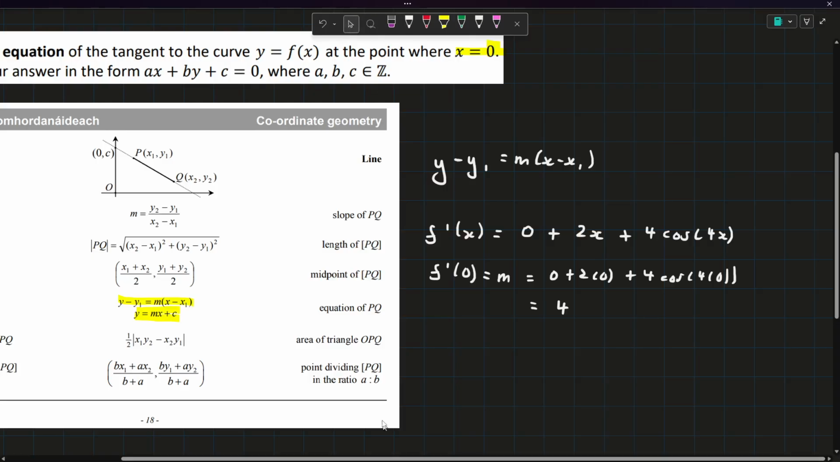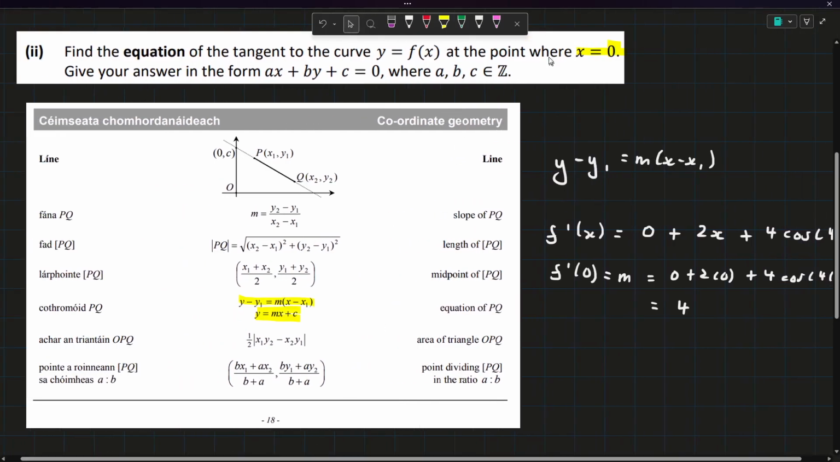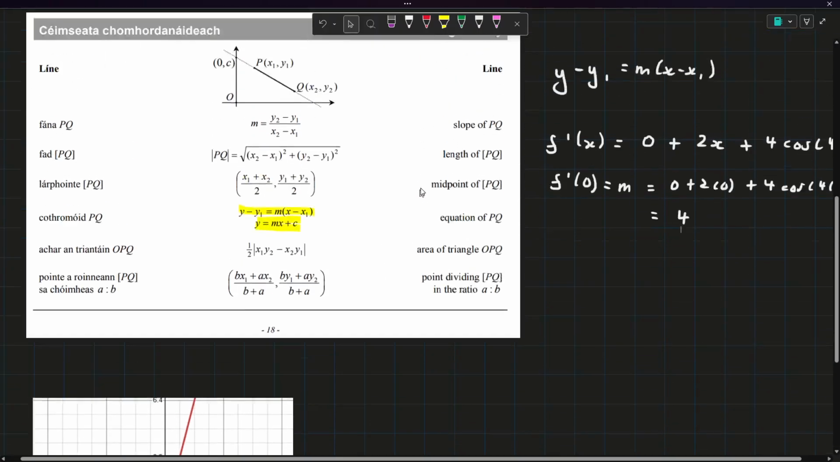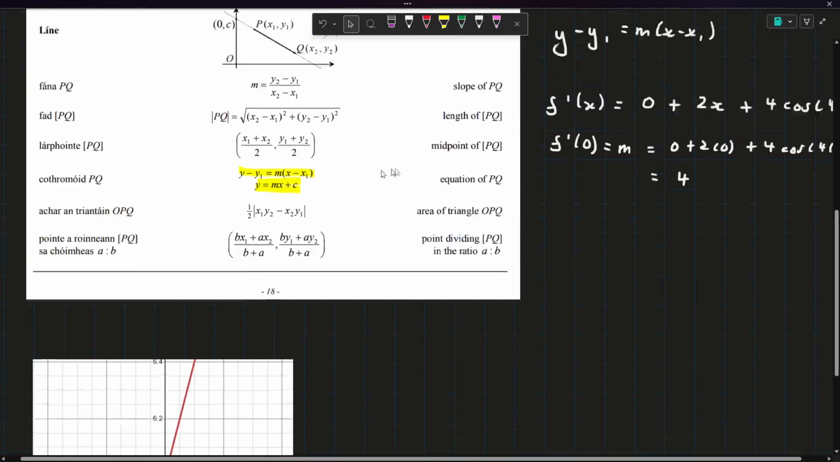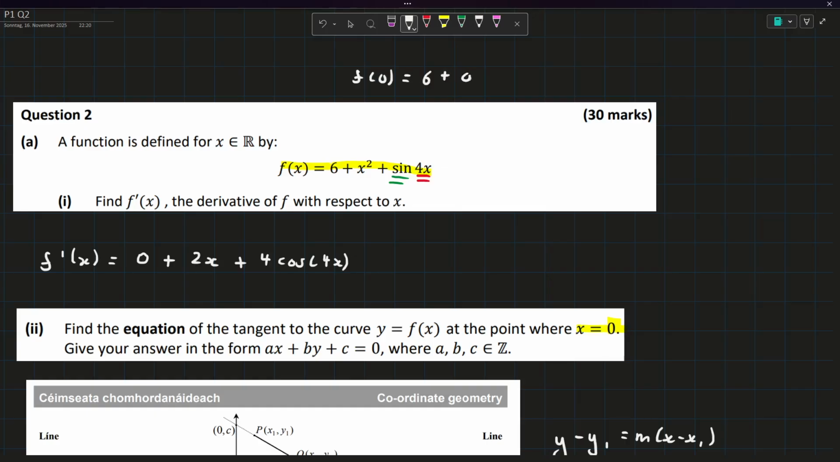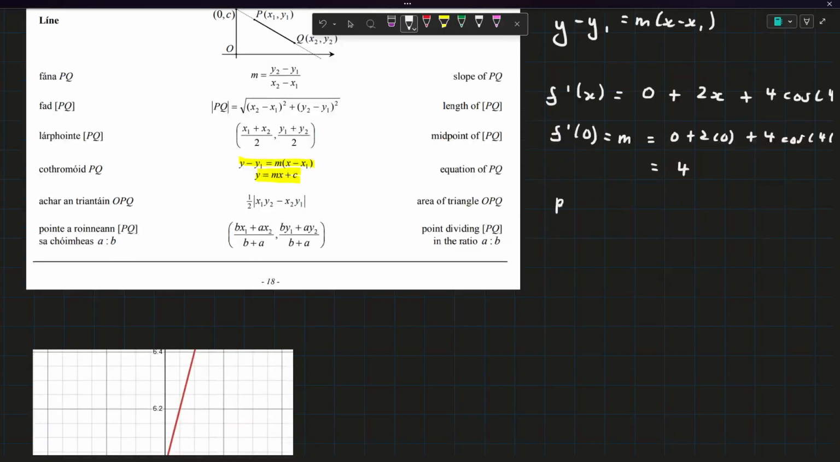Now, to figure out a point on the line, well, we know that it's tangent to the curve, which means it touches the curve where x equals 0. Here's just a quick example of what the curve would look like. At the point where x is 0, y is equal to 6. And we can figure out what the point on the curve is when x equals 0. Well, we can just take the original function, f of x, and sub in 0. So what is f of 0? That'll give us the y value. So we'll have 6 plus 0 squared plus sine of 4 times 0, which is just 0, so we get 6. So indeed, a point on the line is going to be 0, 6, which is going to be our x1, y1.